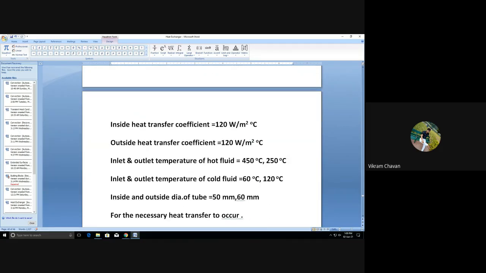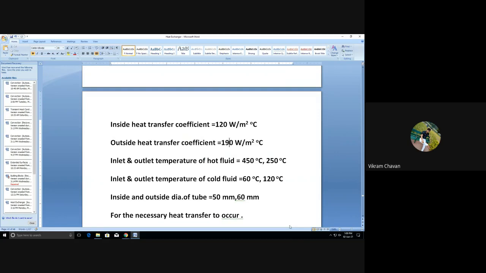Then next, inside heat transfer coefficient is equal to 120 watt per meter square degree Celsius, and outside heat transfer coefficient is equal to 195 watt per meter square degree Celsius.